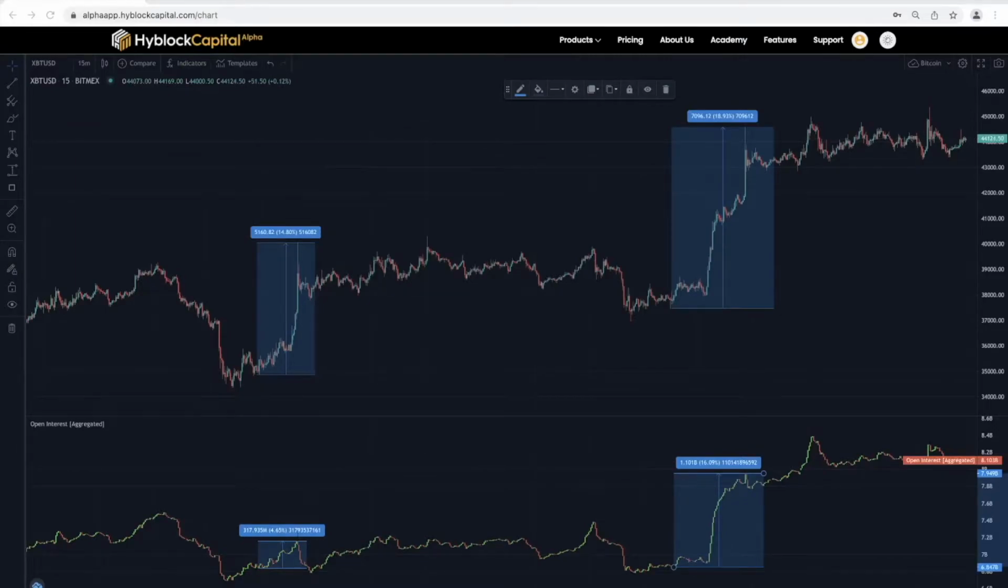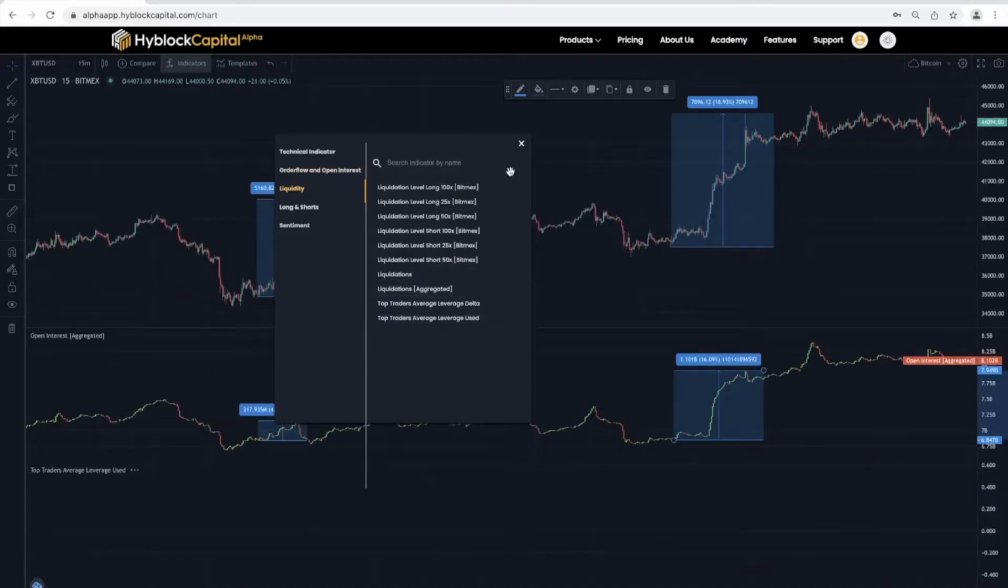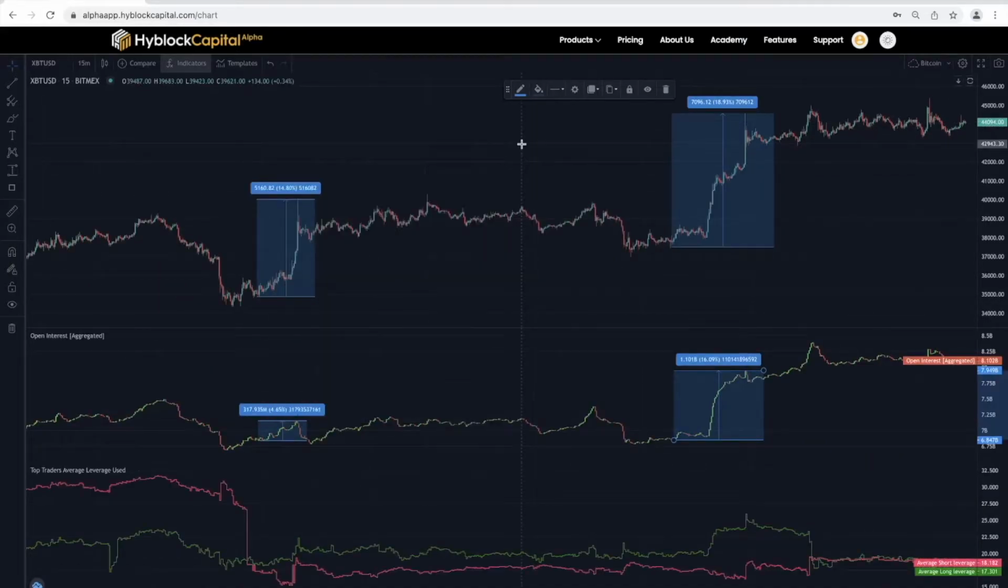Another interesting indicator that we can add to see the difference between the spike on February 24th versus February 28th is top trader leverage used. So we can open that up. We can see that on February 24th, both top trader long leverage and short leverage increased. You can see right over here.